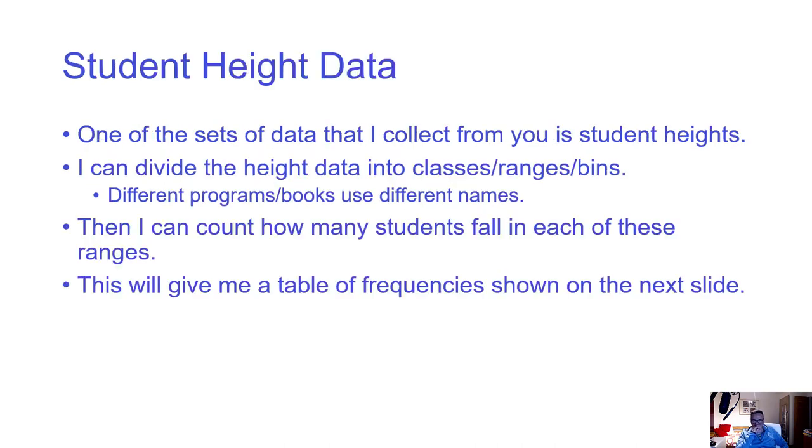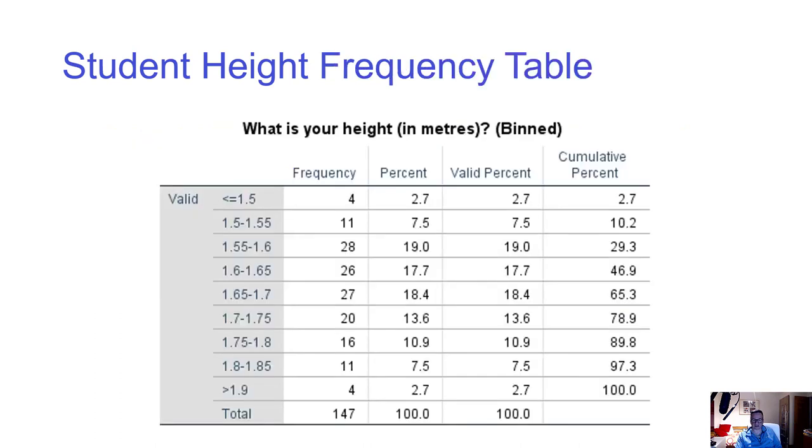One of the data sets I collect from students each year is their height. What I can do is divide the height data into classes, which are sometimes called ranges or bins, depending on the terminology of the textbook you happen to be looking at, and then I can count how many people fall into each of those separate ranges, which will give me a table of frequencies. I've done this in SPSS for a set of student data for 147 students, and it's shown on the next slide.